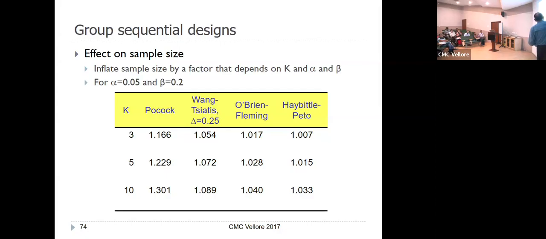So people that are reviewing your grant proposal will ask you sometimes, if you're doing interim analysis, why didn't you adjust on the sample size increase for it? So you better do that inflation.